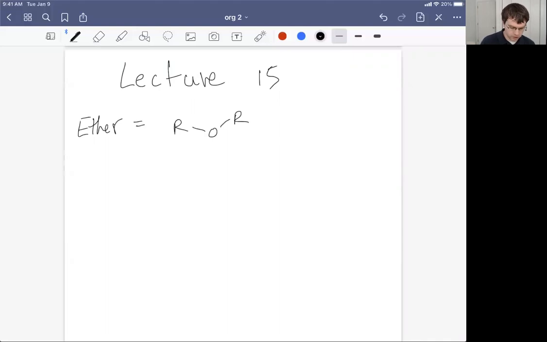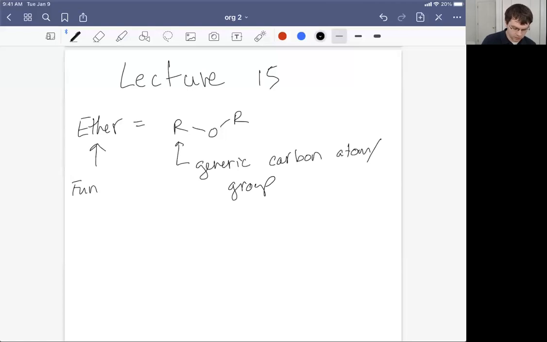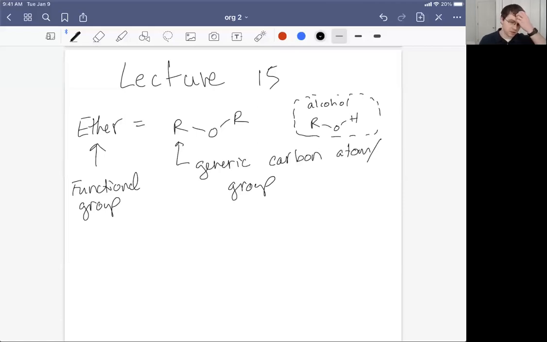So an ether is shown generically as an oxygen surrounded by two R groups, where an R group is just a generic carbon atom or group, something where the direct connection to the oxygen atom in this case is a carbon atom. An ether, again, is a functional group. So this looks like an alcohol, but it's got two carbons on either side instead of an OH on one side. So if I remind us, we have an alcohol here, and that could be RO with an H. So it looks like an alcohol, but it's called an ether.